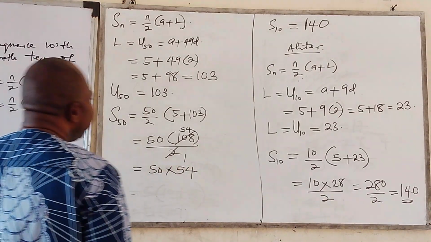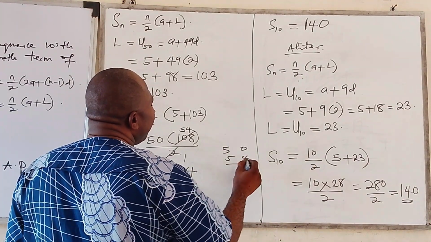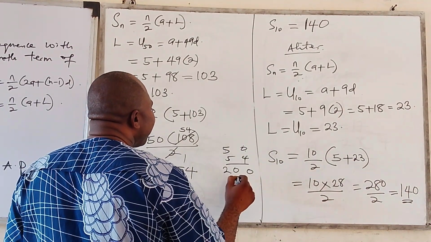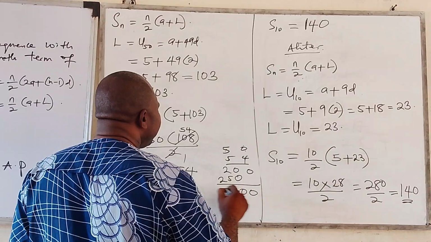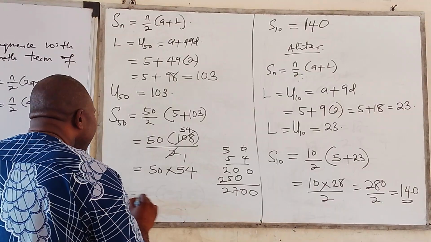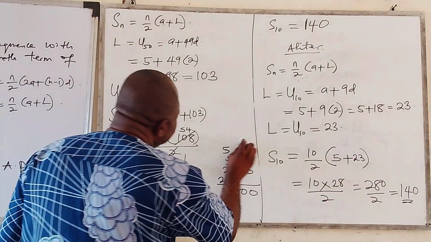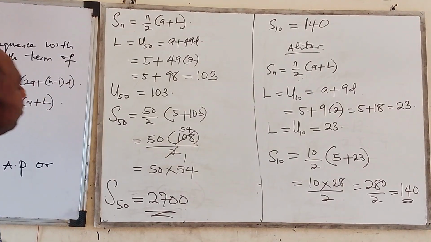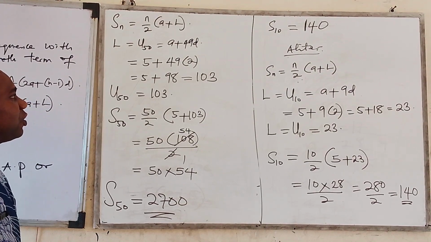So let's look at 50 times 54. 4 times 0 is 0, 4 times 5 is 20, 5 times 0 is 0, 5 times 5 is 25. That gives us 2,700. So it means the sum of the first 50 terms is equal to 2,700. So that is the sum of the first 50 terms using this particular formula, Sn is equal to n all over 2 in bracket A plus L.